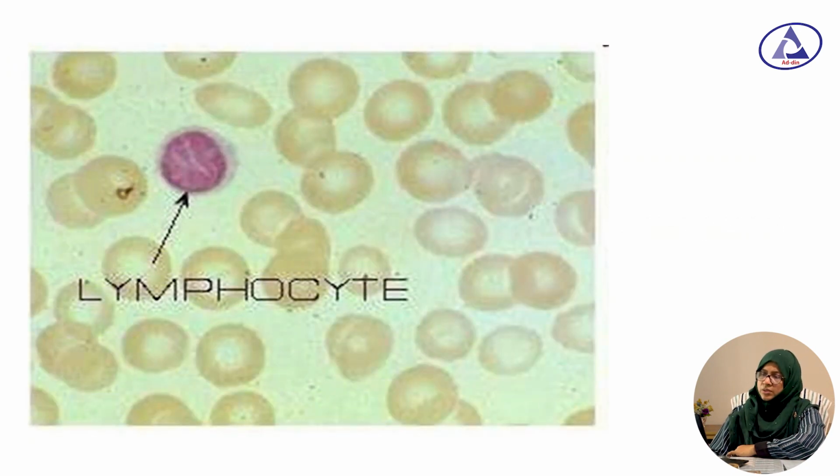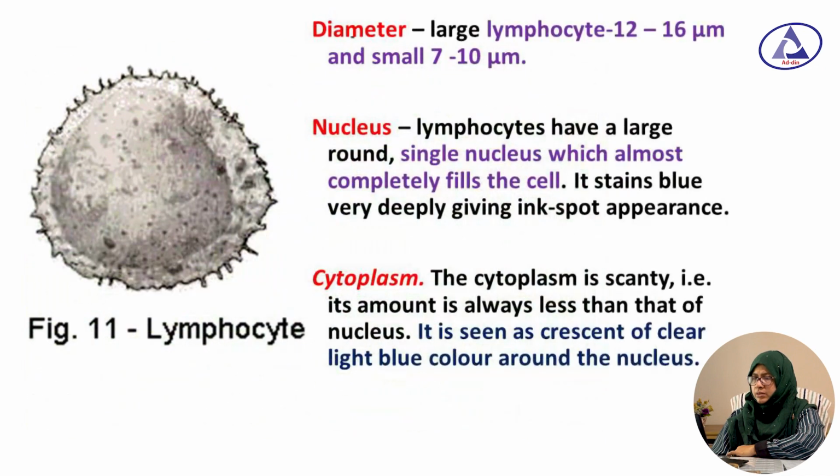Now let us discuss the lymphocyte. This is the lymphocyte under the microscope. Now let us discuss the lymphocyte in detail. There are two types of lymphocyte, large lymphocyte and small lymphocyte. The larger lymphocyte is about 12 to 16 micrometer and the smaller lymphocyte is about 7 to 10 micrometer.